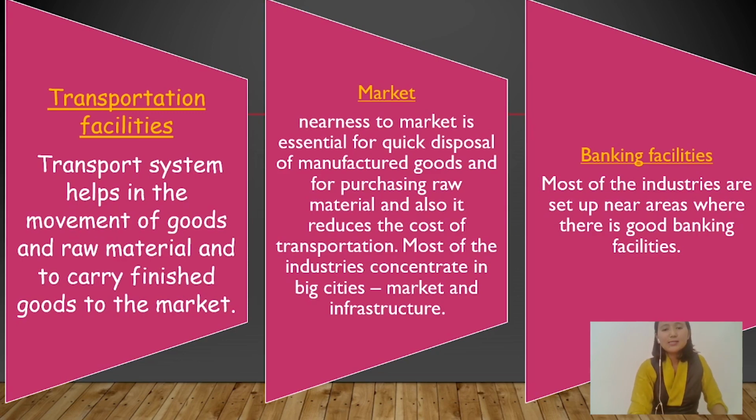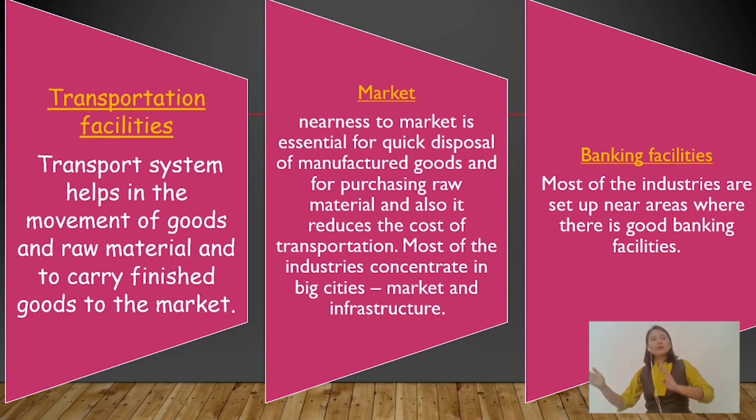Then the next part is markets. It is very important that industries should be set up near the market, because the finished goods need to be sent to the market for sale. For that purpose, the market should be located nearby. At the same time, the industry owner has to buy the raw material from the market. So it is very important that the market should be located near the industry.